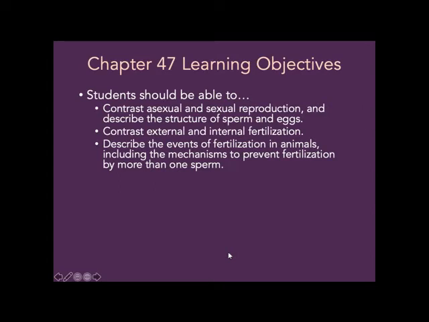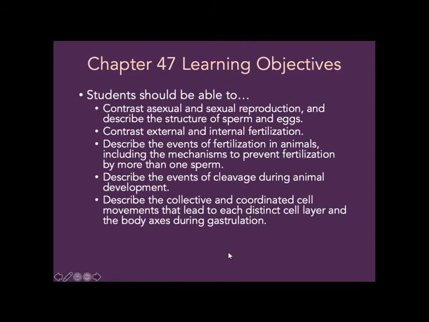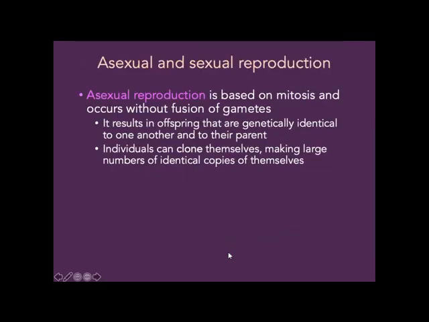prevent fertilization by more than one sperm, describe the events of cleavage during animal development, describe the collective and coordinated cell movements that lead to each distinct cell layer and the body axes during gastrulation, and describe the processes that form the somites and the neural tube.